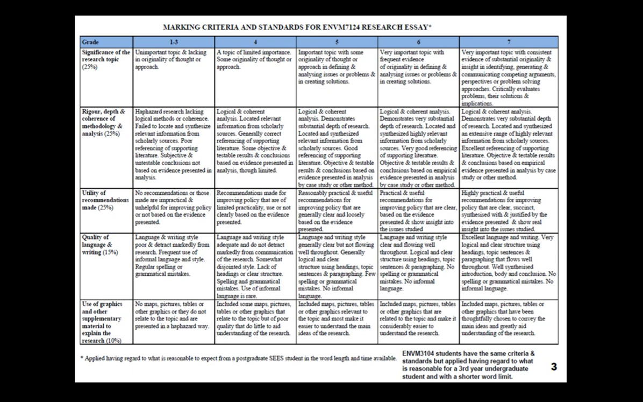And the most common reason why people lose marks in the research paper is there's a good analysis and then recommendations just sort of appear out of thin air. It's been looking at all of these issues and then suddenly there's a recommendation that hasn't been addressed in any of the evidence. There's no real relationship between the evidence presented and the recommendations that are made. So it's really important that you think about that.